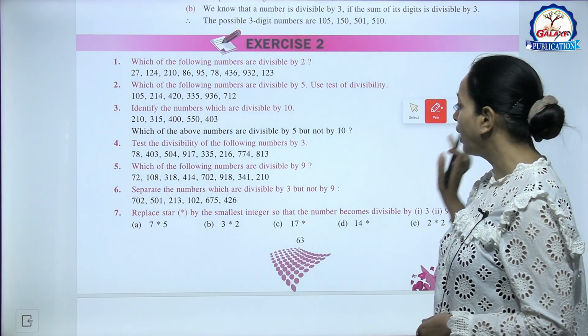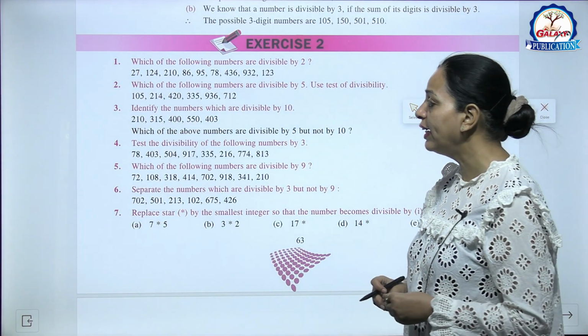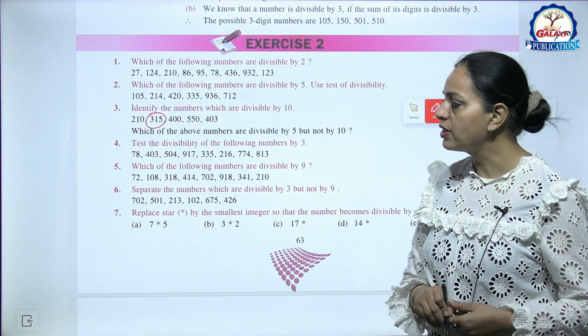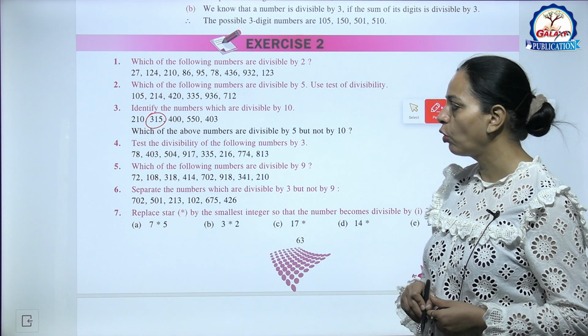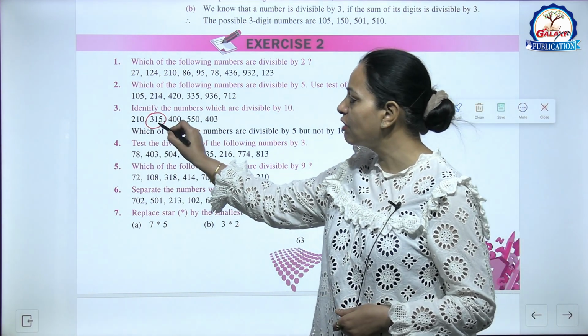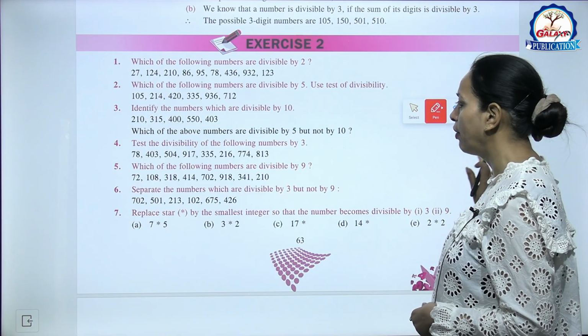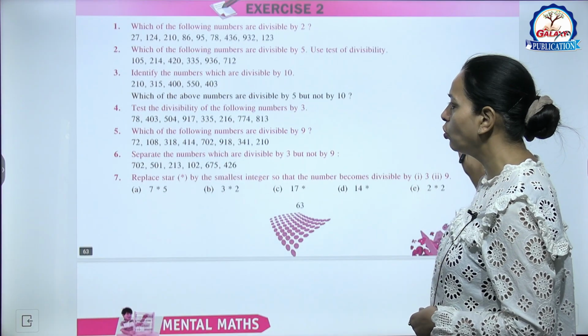Okay, so which of the above numbers are divisible by 5 but not by 10? तो अब हमें इसमें से बताने हैं जो 5 से divisible है लेकिन 10 से नहीं है. So 315. This is divisible by 5 but not by 10 because the last digit is 5. तो 5 से तो होगा but 10 से नहीं होगा, right? Now see the next fourth question.